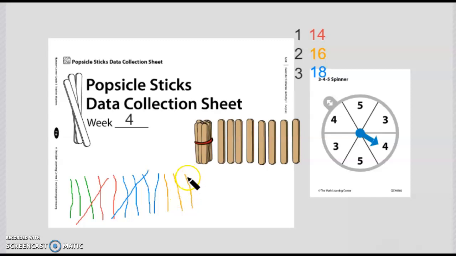We need to add 4. Now we already have 4 right here, so to add 1 we need to cross it to make 5. So count with me. 1, 2, 3, 4. How many total popsicle sticks do we have? That will be your question for today. How many total popsicle sticks do we have for week 4?